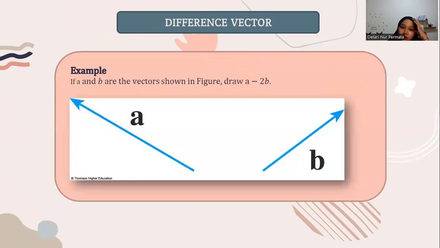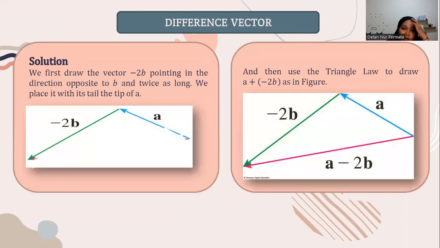Pada gambar sebelumnya itu adalah gambar vektor A kurang 2B. Nah, solusinya, we first draw the vector minus 2B pointing in the direction opposite to B and twice as long. We place it with its tail at the tip of A, and then use the triangle law to draw A plus minus 2B as in the figure. Jadi kita dapat gambar vektor dari A kurang 2B pada gambar berikut ini.